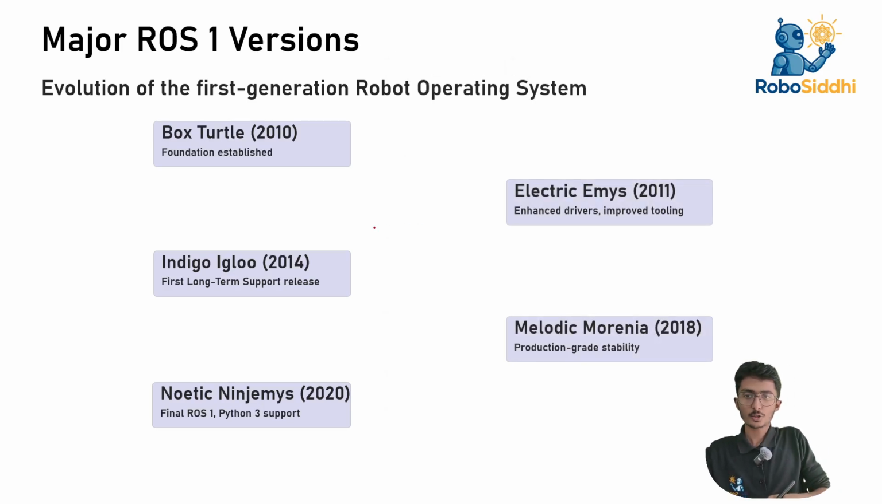Then let's talk about ROS 1 versions. There are many ROS 1 versions, but the major ones are five. Box Turtle, released in 2010, was the foundation of all ROS 1 versions. Then they released Electric Emys, released in 2011, which had enhanced drivers. What do you mean by driver? A driver is a package.